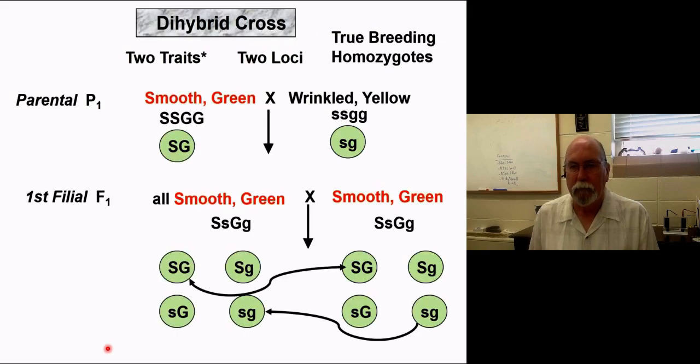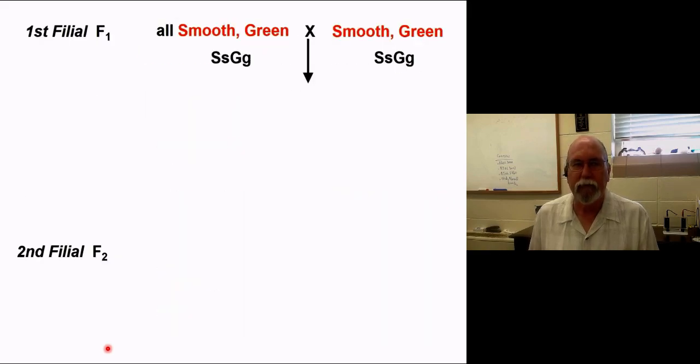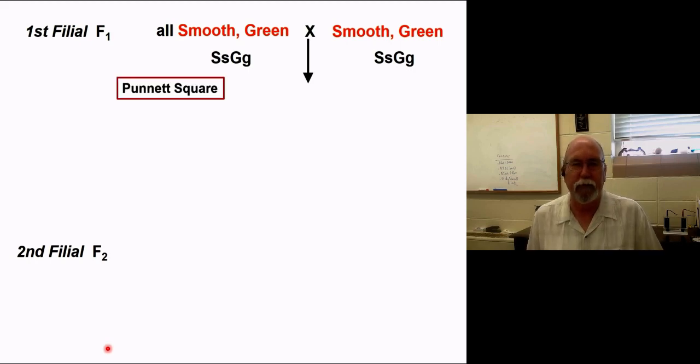Now, for many of us, the way we would have learned to solve that, and it's a very good teaching tool, is what's known as a Punnett Square, right? And you may have used your Punnett Square already for the monohybrids, but Punnett Squares start to get a little more complicated when we go to dihybrids or trihybrids, but they still work quite well.